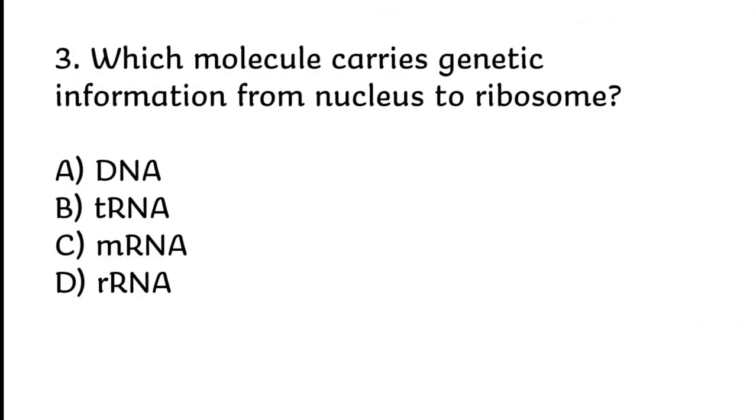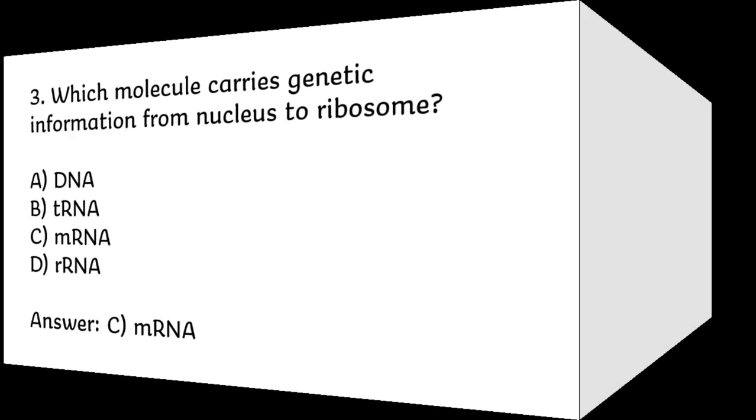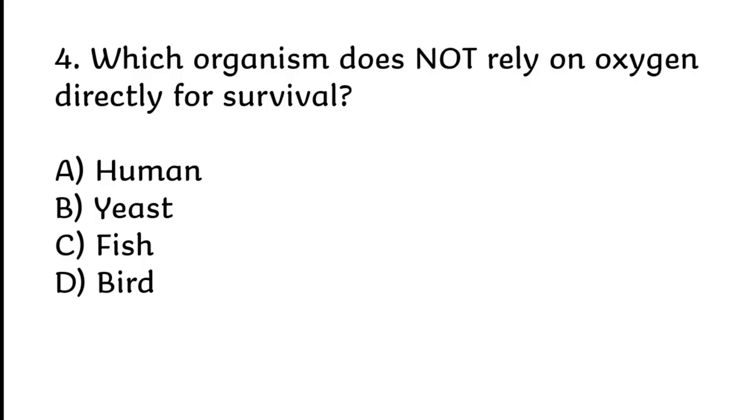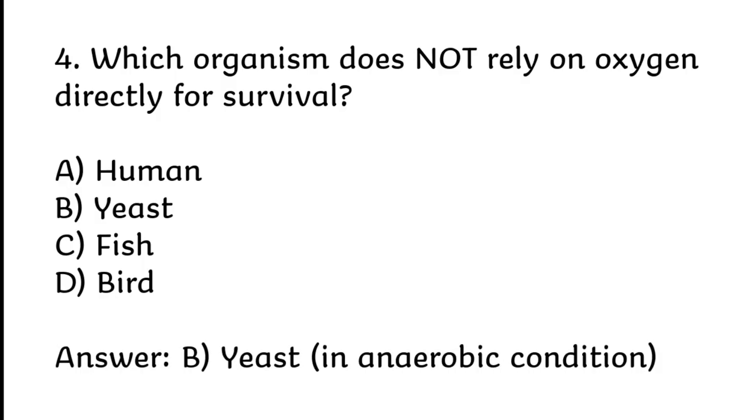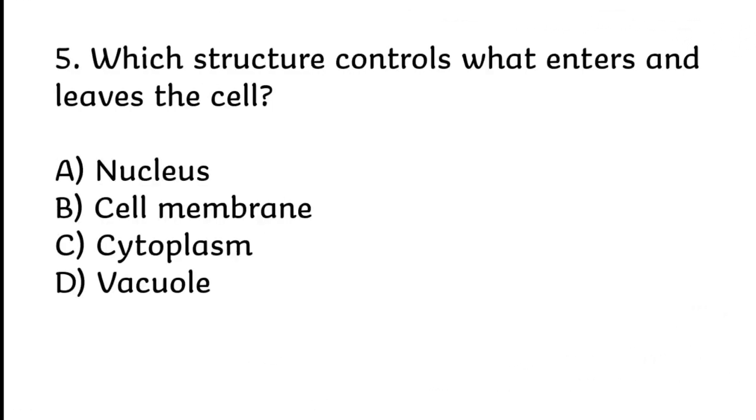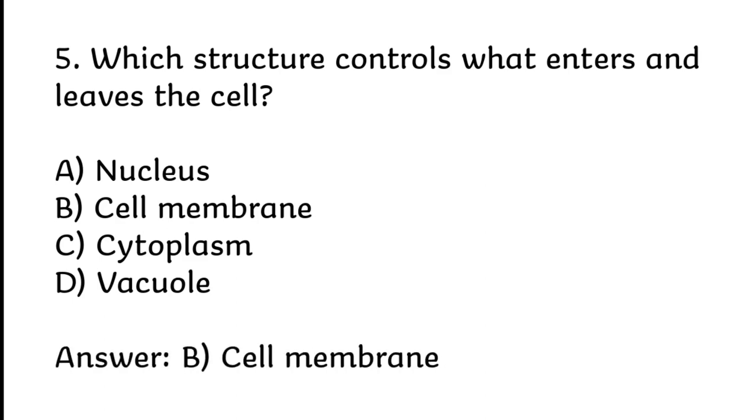Which molecule carries genetic information from nucleus to ribosome? Correct answer is mRNA. Which organism does not rely on oxygen directly for survival? Correct answer is yeast in anaerobic condition. Which structure controls what enters and leaves the cell? Correct answer is cell membrane.